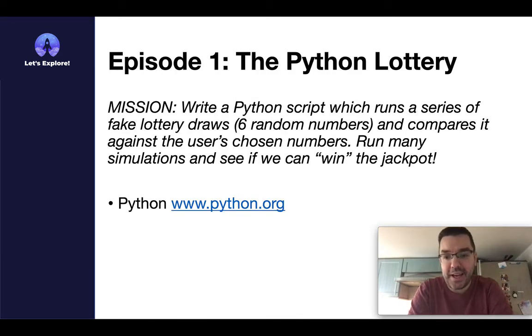Well, this one is an episode called the Python Lottery. What I'm going to do is we're going to write a Python script which runs a series of fake lottery draws. So I'm going to generate 6 random numbers, and I'm going to get the script to compare it against 6 numbers that I've chosen, and we're going to run it again and again and again and again, and we're going to see if we can win the jackpot, or at least get as close as possible. Let's see if we can get 5 numbers maybe. We might be able to do that on camera. 6 might be a push.